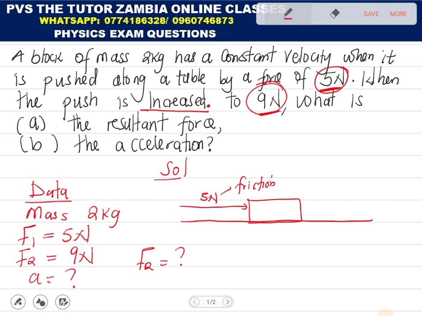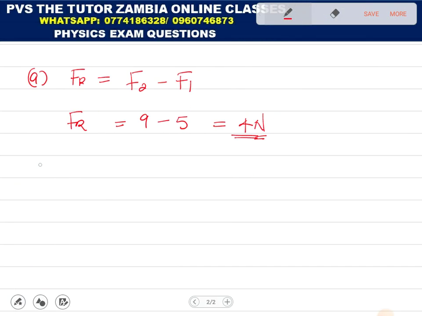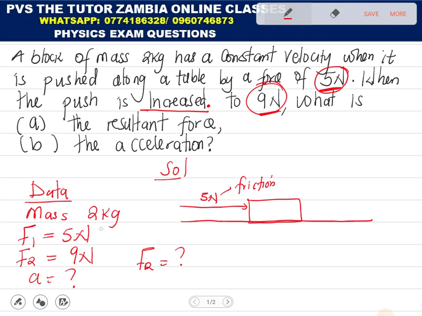Now, part B says the acceleration. From Newton's second law of motion, all right, we can get our acceleration from force, which is given by the product of mass and the acceleration. In this case, our F is the resultant force and our M is 2 kg, the one that we got here.